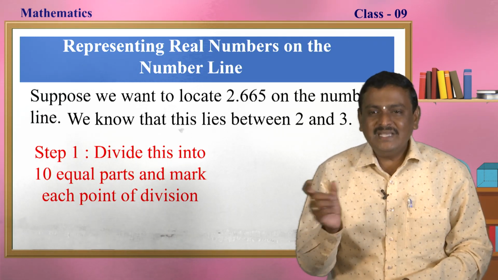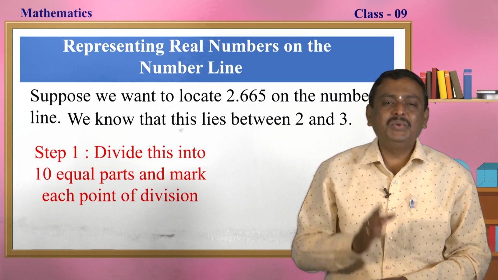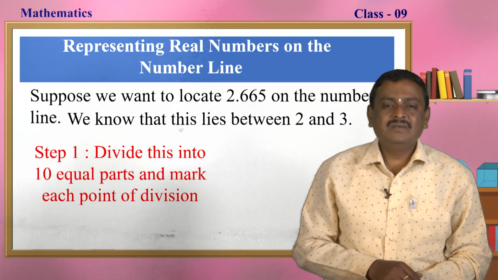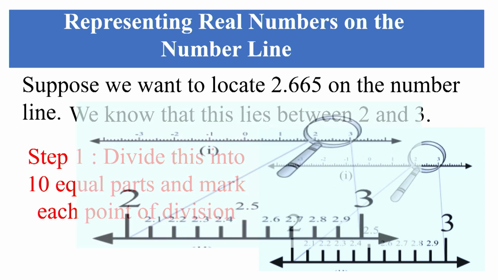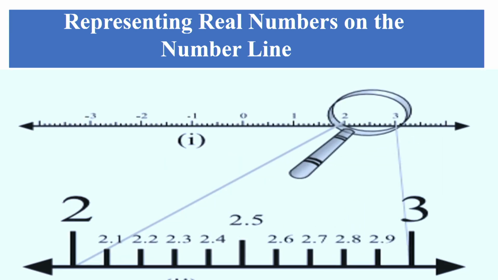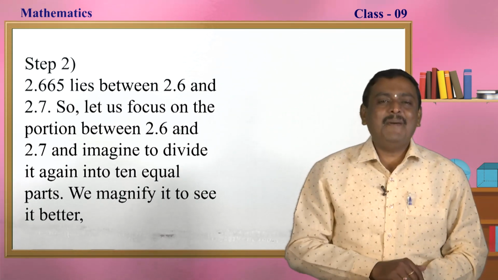Between 2 and 3, you have to divide it into 10 equal parts and mark each point of division, that is 2.1, 2.2, 2.3, 2.4, 2.5, 2.6, 2.7, 2.8, 2.9, like that. See, you have to mark. If I magnify, you can see very clearly. My dear students, what is the second step?